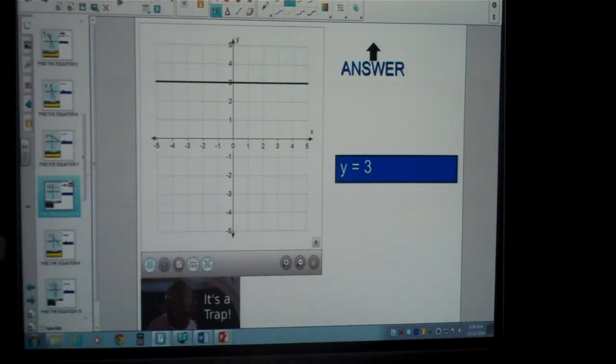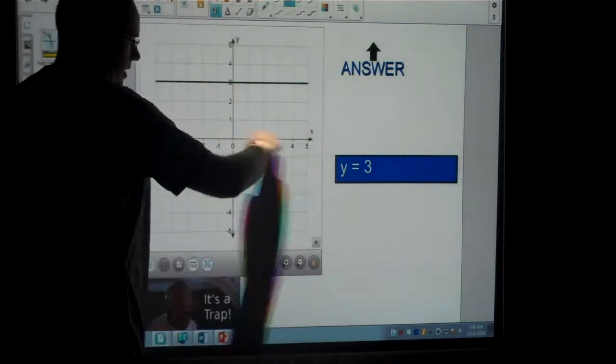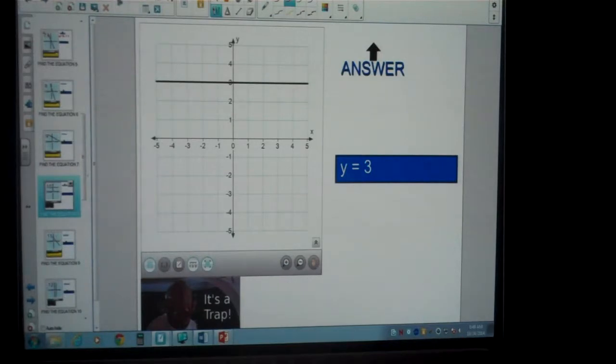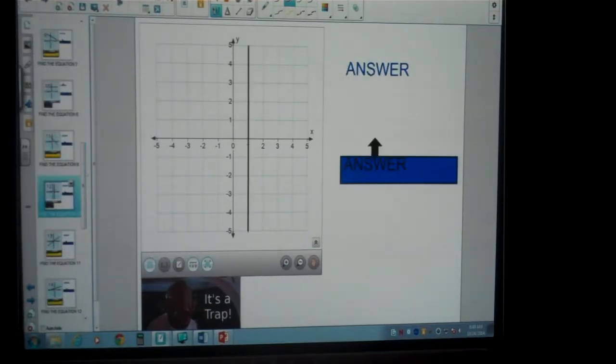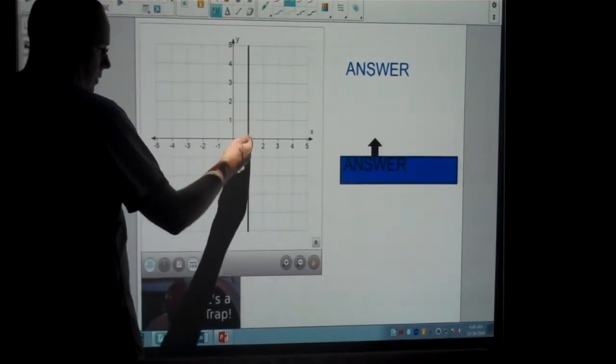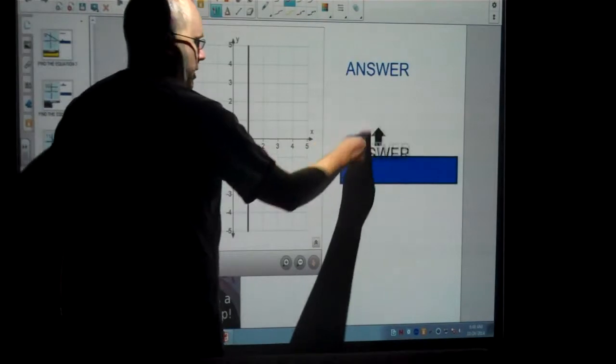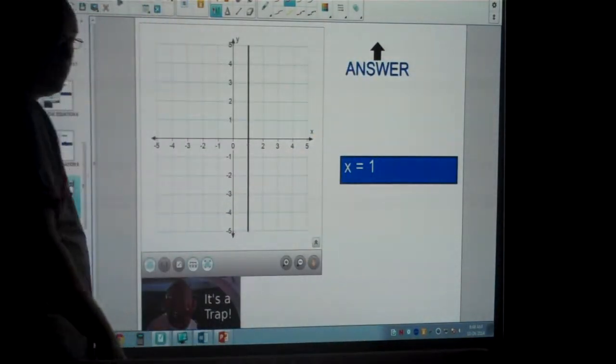Now you've got to be careful with this one because the x-axis goes this direction as well, so you've got to be careful not to put x equals 3 for that question. Now, similar for the vertical line, special case again, you might remember the slope is undefined. We're not going to use our slope-intercept form for this one. We're just going to say it goes through 1 on the x-axis, so our equation is x equals 1.